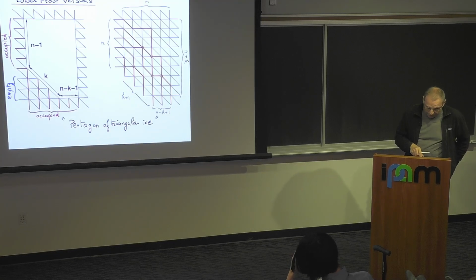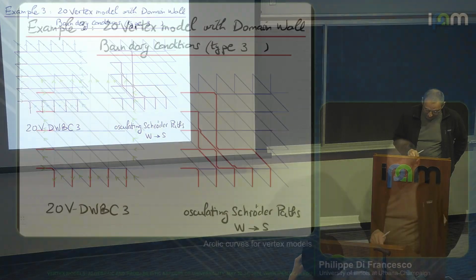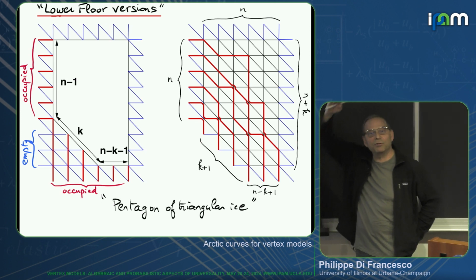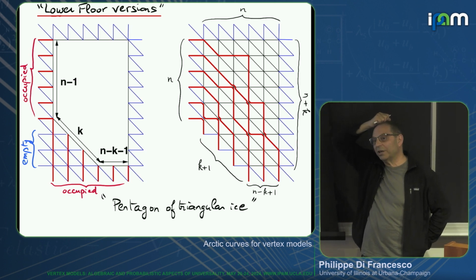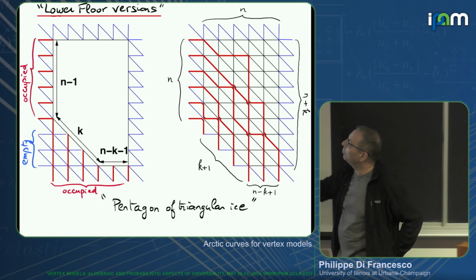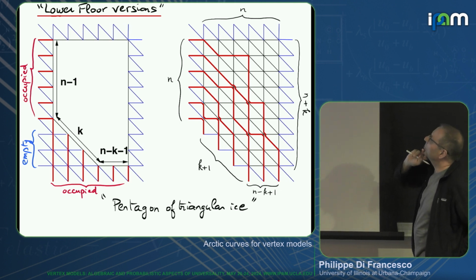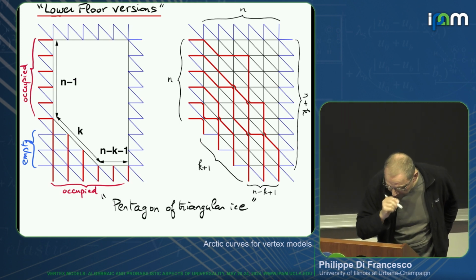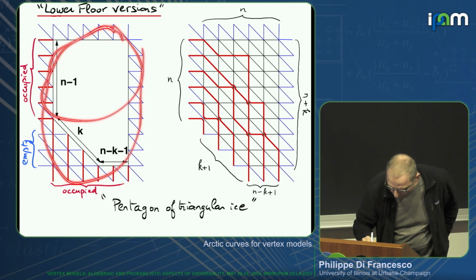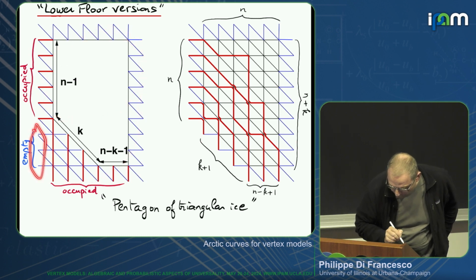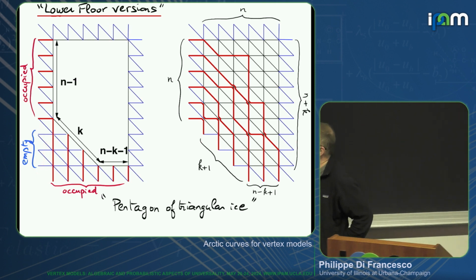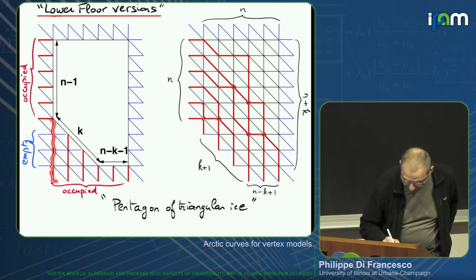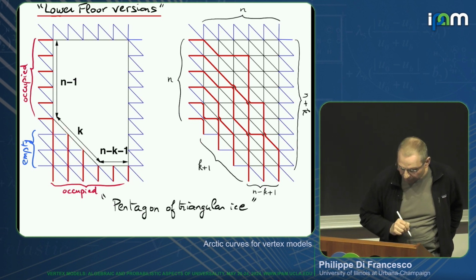Okay, so now this thing here allows for looking at lower floor versions. If you remember, I had an upper ceiling version for my enumeration of domino tilings. Here I have a lower floor version of my 20 vertex domain wall boundary conditions. And it's very simple. I just decide to augment the original square to a rectangle. And I just put an empty path boundary condition here, which you can see immediately imposes that the paths that start on the bottom go up until they reach some.